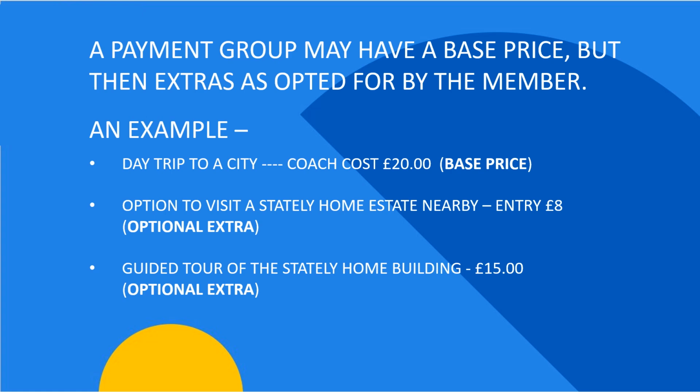If the group is a day trip to a city by coach, then the cost of the coach trip would be the base price, as you can't access the other 2 options without going on the coach. The trip then has an option for the member to gain access to the grounds of a stately home, with an entrance fee of £8. The member may wish to take this option, and should select it at the time of application. The organizers have also arranged an option of having a guided tour around the actual stately home building. This carries a cost of £15, and can also be selected if required by the member.